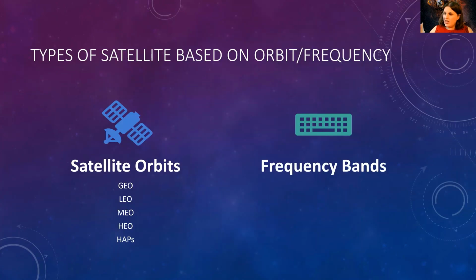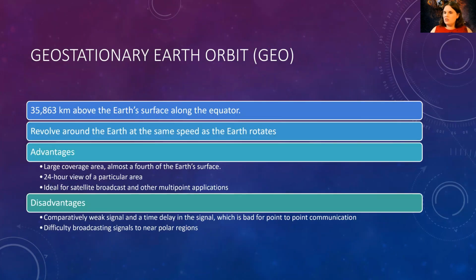So we have all the different types of satellites based upon what they're used for, but where are they located? So let's describe the different types of satellites based upon their orbits or their frequencies. The first type of satellites are what are known as geostationary Earth orbit satellites. They're 35,000 kilometers above the Earth's surface and they kind of go along the equator. So they stay in one relative position for a long period of time.